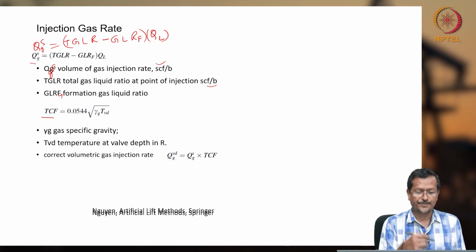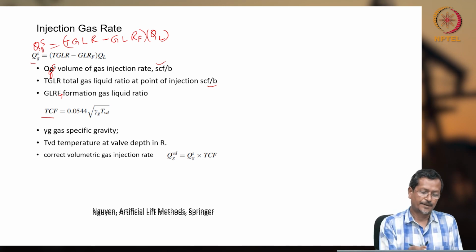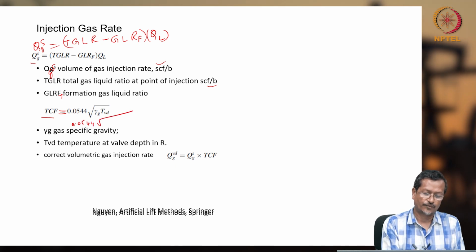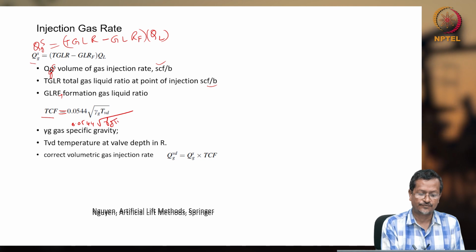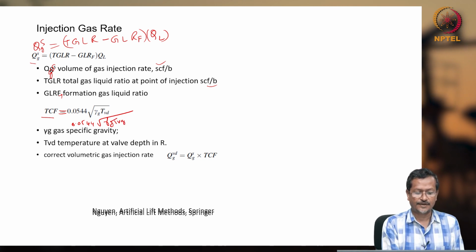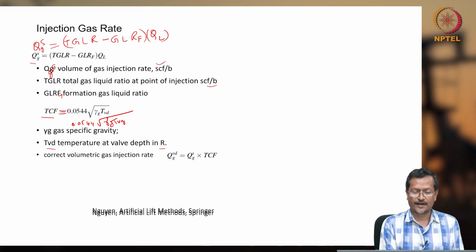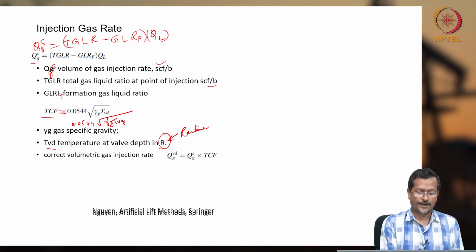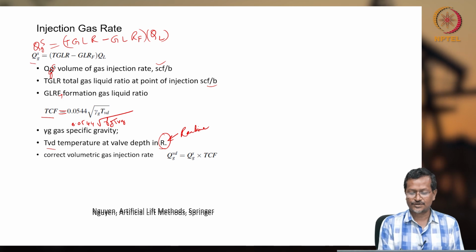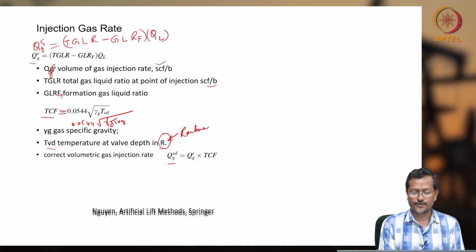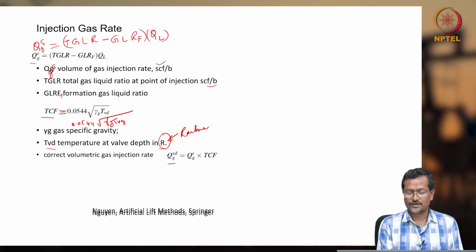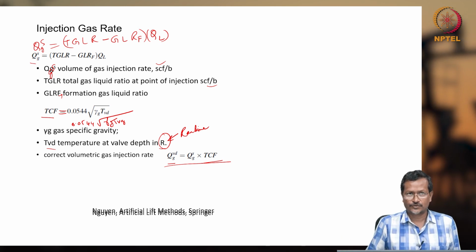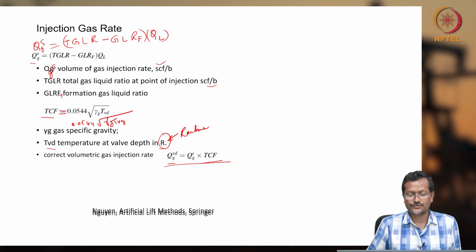This is the temperature correction factor. If temperature is changing from surface to the injection point, then the temperature correction factor can be written as 0.0544 square root of gamma g TVD. Gamma g is the gas specific gravity, and TVD is the temperature at valve depth in Rankine. Here you have to remember this Rankine. The corrected volumetric gas injection rate is QVD, it was only QSG, now QSG times TCF. So this will be the gas injection rate. You should remember the formula, so I can give some problems based on these formulas.